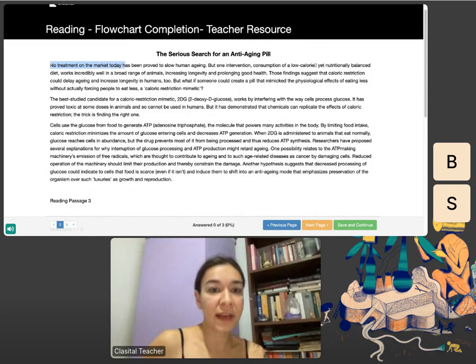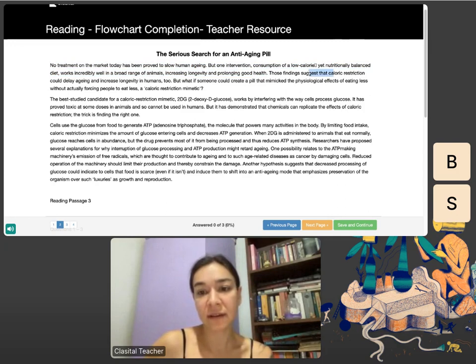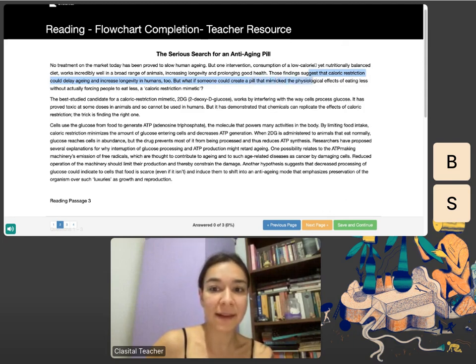No treatment on the market today has been proved to slow human aging. But one intervention, consumption of a low-calorie yet nutritionally balanced diet, works incredibly well in a broad range of animals, increasing longevity and prolonging good health. Those findings suggest that caloric restriction could delay aging and increase longevity in humans too. But what if someone could create a pill that mimicked the physiological effect of eating less without actually forcing people to eat less? A caloric restriction mimetic.